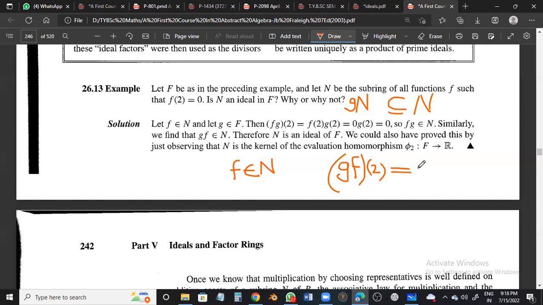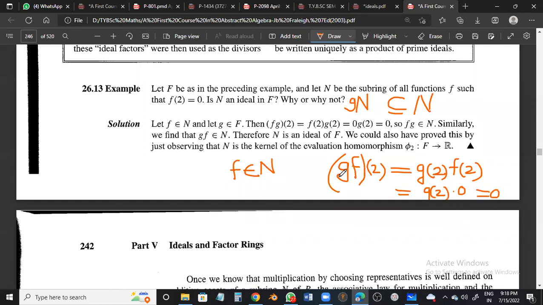So this is going to be g of 2 into f of 2. I don't know what happens to g of 2, but I know for certain that f of 2 is 0. Why? Because f is chosen from N. So this is going to be g of 2 multiplied by 0. Followed my point? And the answer goes to 0.